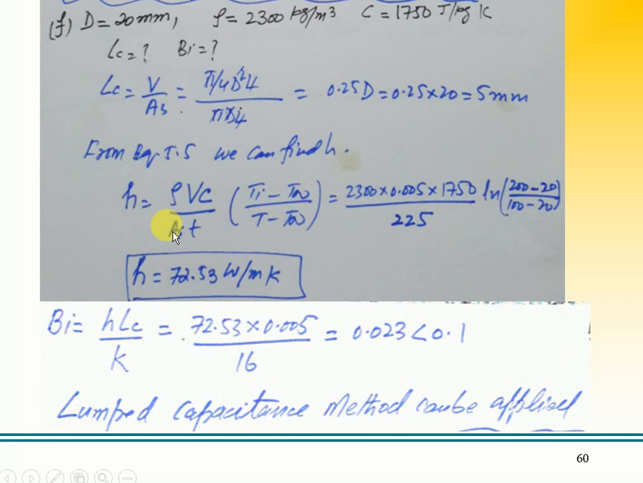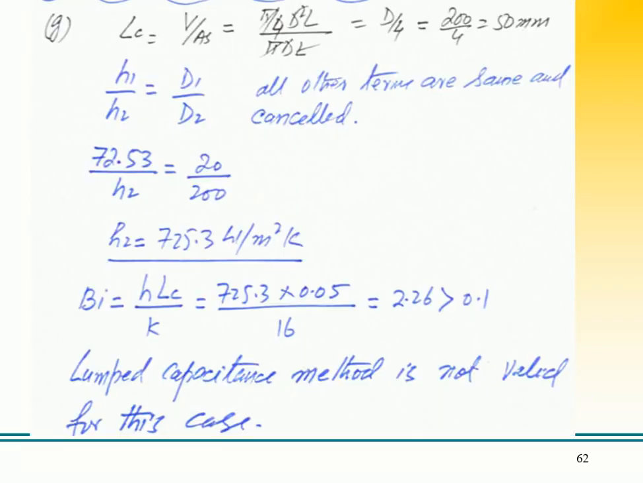Means I write completely h1 is equal to rho 0.25 D1 C by t, and then this temperature. Similarly for h2, I divide both of them, and I get the relationship between only the diameters. So h1 by h2 is equal to D1 by D2. I know the value of h1, which is 2.53. h2 is unknown. This is 20, the initial diameter in part F, and 200 is the diameter here. In this case, I get 725.3 watt per meter square Kelvin.